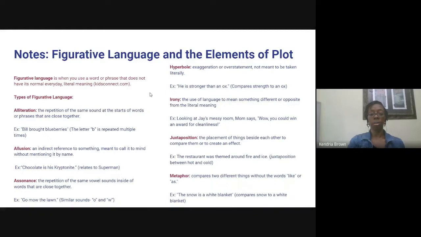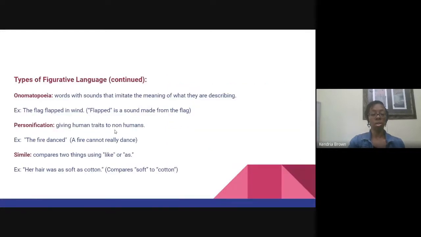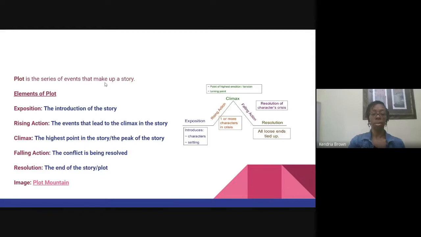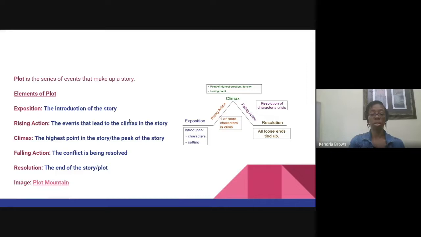Now, quick recap, these are our notes. You should have figurative language vocabulary cards that you completed this week. However, if for some reason you don't have those, these are the figurative language notes that you'll need. In addition to those notes, we have the plot notes. So we know that plot is a series of events that make up a story, and then we have the elements of plot here as well as a plot chart. So those are just references that you may need to refer back to when you're doing your independent practice today.